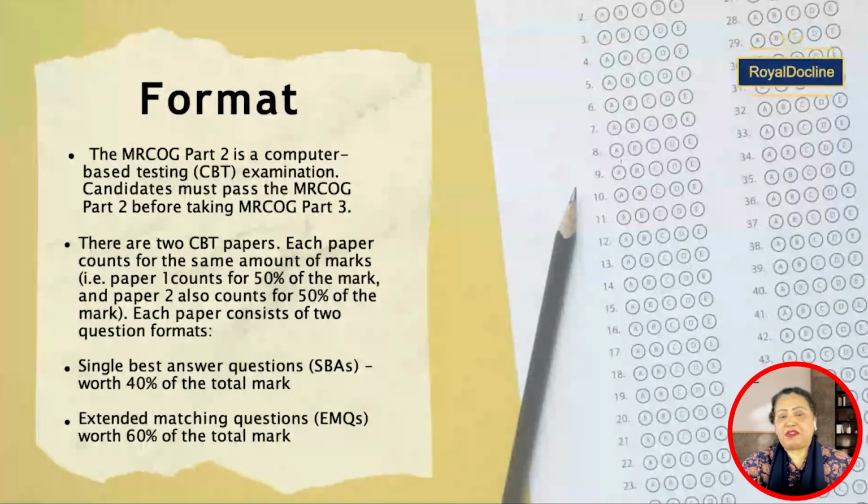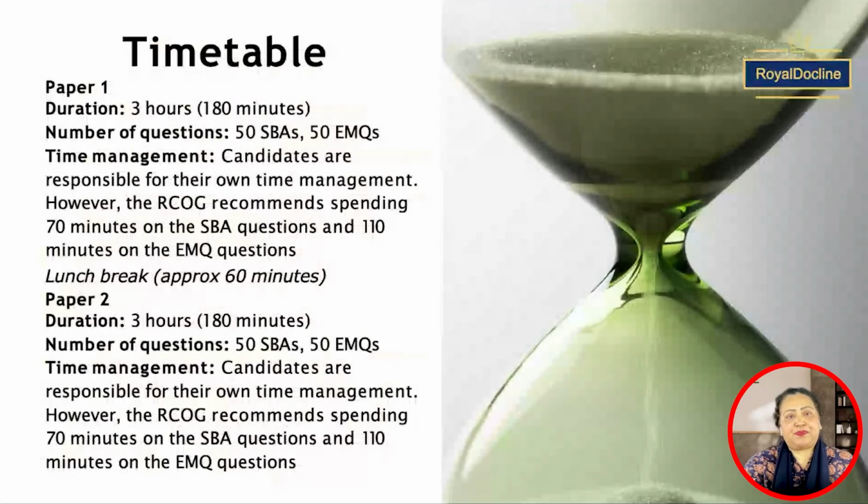Paper 1 counts for 50% of the marks, and paper 2 counts for 50% of the marks. Each paper consists of 2 question formats. In one paper, you will have the single best answers, which will count for about 40% of the total marks, and extended matching questions, or EMQs, which are worth about 60% of the total marks. So these 2 will appear in paper 1, and these 2 will also appear in paper 2. So this is how the exam happens.